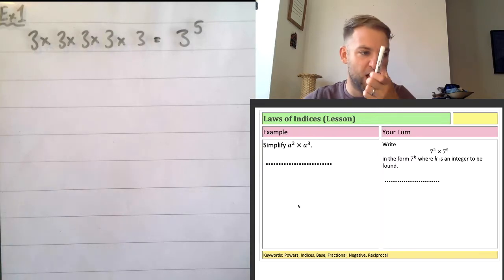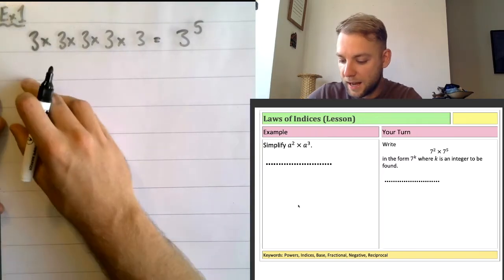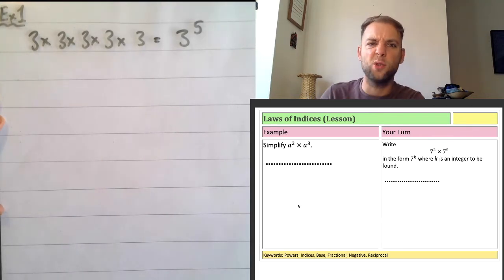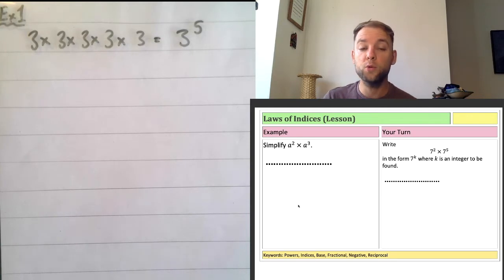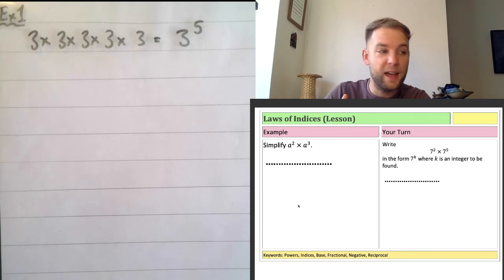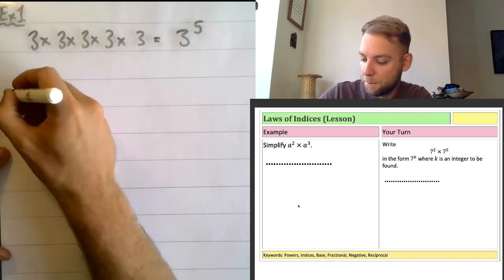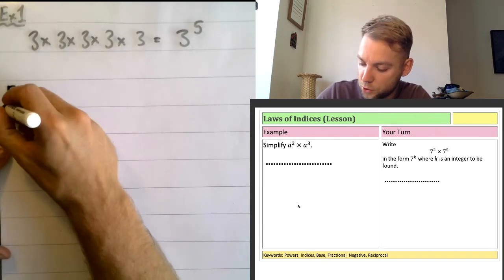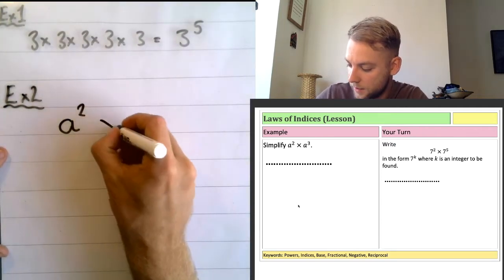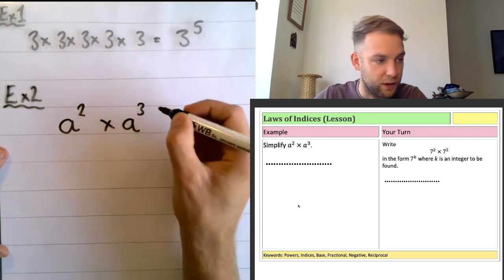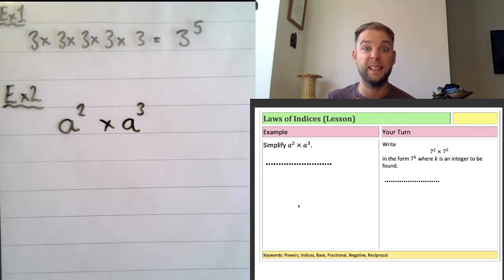So let's have a look at some of these questions here now. This is our first law of indices, which says that when you're multiplying powers together, then you add them. So it's probably worth getting this down. Let's do example 2. Here we've got a to the power of 2 times a to the power of 3. It says simplify it, and what it's asking is for you to write it as a power, or as an indice.